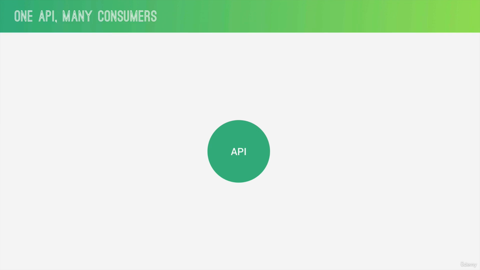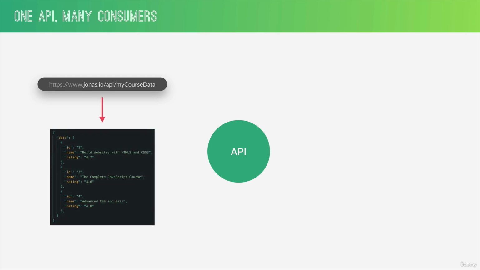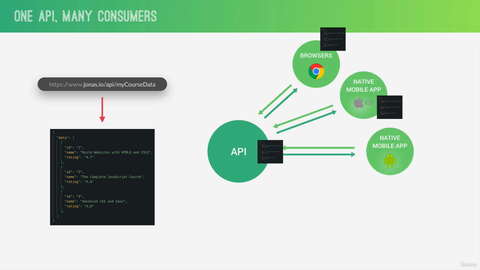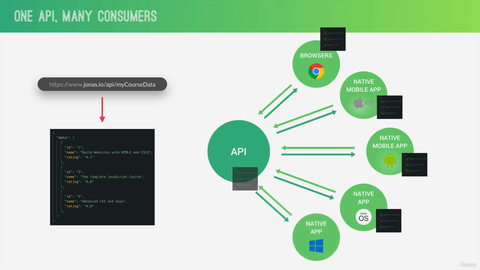So let's say we build an example API on jonas.io/API/myCourseData. Whenever we hit that URL, the server will send back data about the web development courses that I am currently teaching. Now, so far, we only talked about requests coming from web browsers, but we could also request and then consume the exact same JSON data on a native iOS app, or an Android app, or even on desktop apps for the Mac or for Windows computers.